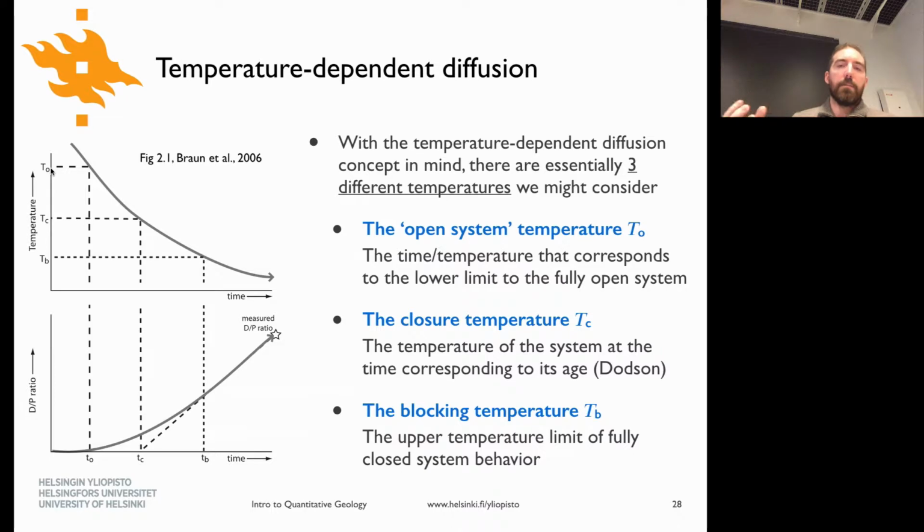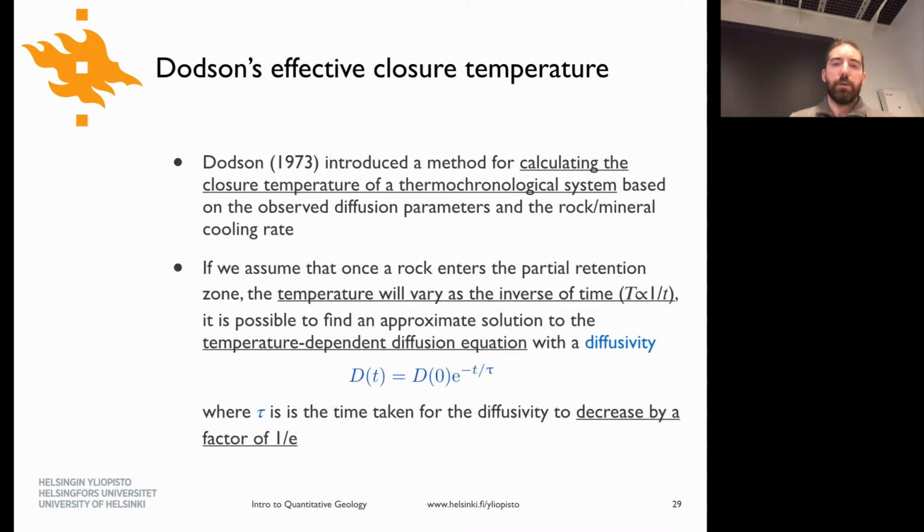T0 in this case is the temperature at which the system is open, so no retention of the daughter product. TB is called blocking temperature, so that means everything is trapped in the crystal. And then the closure temperature, as I said before, is just halfway between those two. That's not really critical for what we're doing.